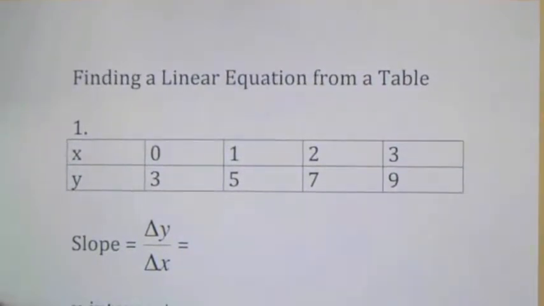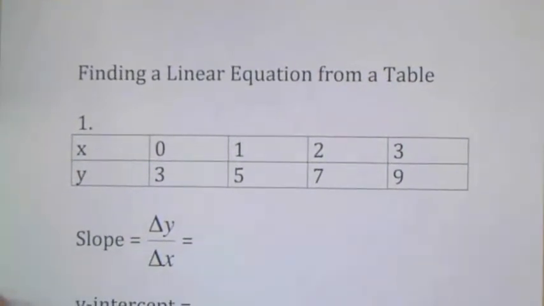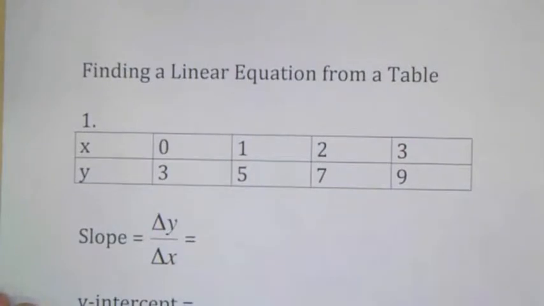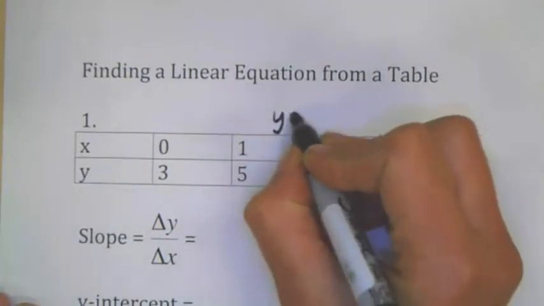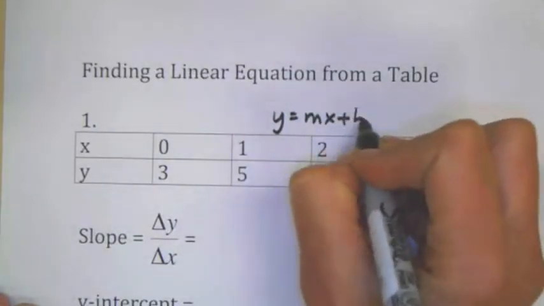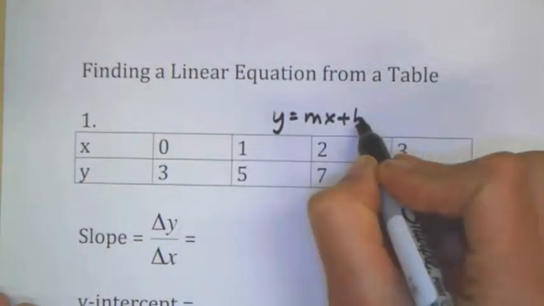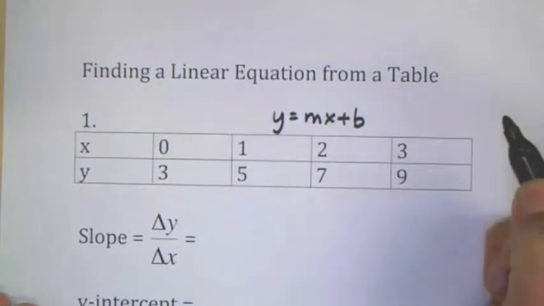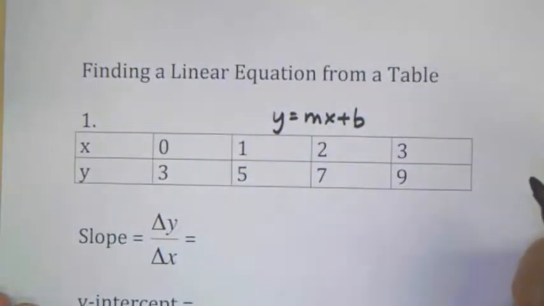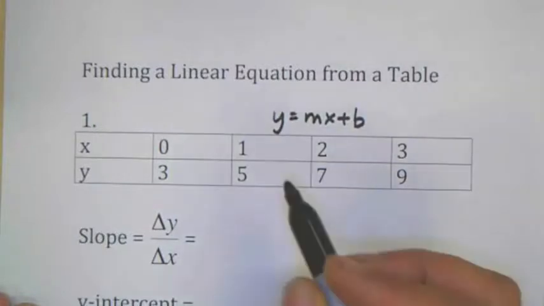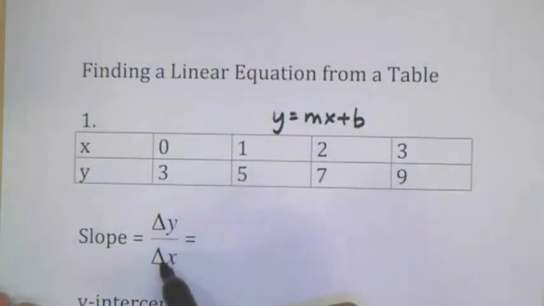So this is a little video on how to find a linear equation given a table. We've studied the y equals mx plus b form, or the slope-intercept form, where b is the y-intercept. What we're going to do is dissect how you get that information from a table. First off, slope is the change in y over the change in x.